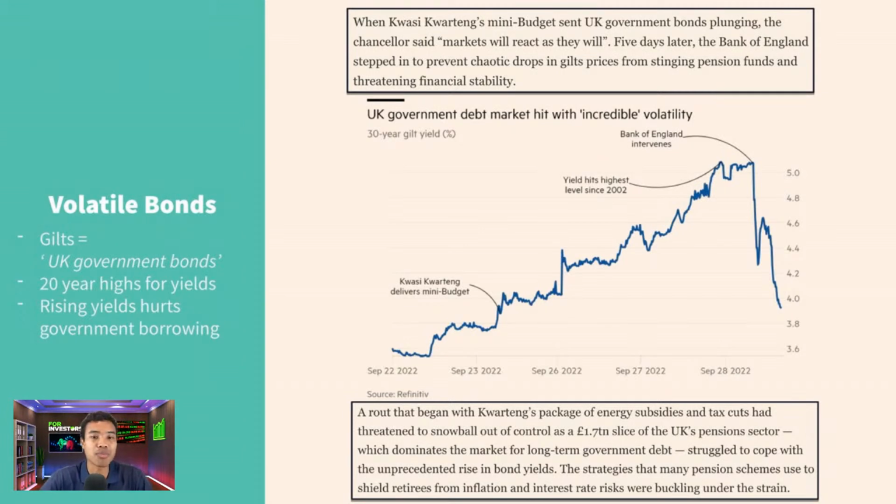And it struggled to cope with the unprecedented rise in bond yields because essentially the strategies that many of these pension schemes used to shield retirees from inflation and interest rate risk, so there were hedging strategies, were buckling under the rapid move. And we can see this move here, okay? So this is where we are.